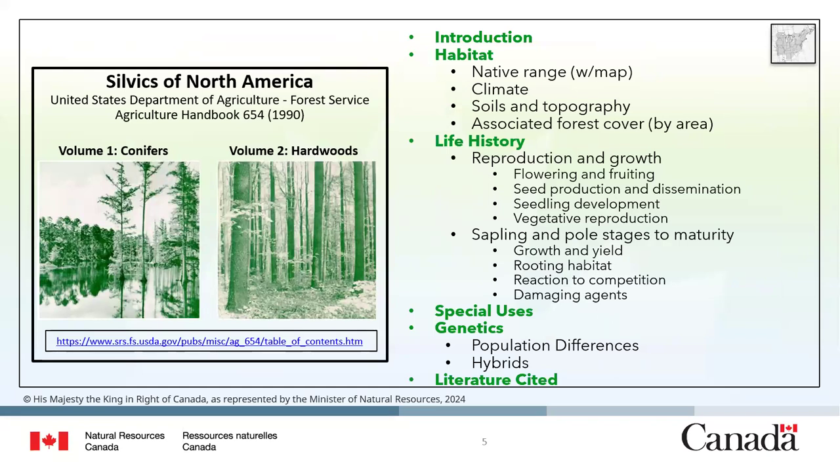This review was carried out by researchers at the USDA Forest Service in collaboration with universities and other researchers in the US. The chapters of the previous document were revised, and the project also took 10 years to complete. It is an important reference document that brings together in one place all the knowledge on the habitat, life history, special uses, and genetics of the major species of North America.